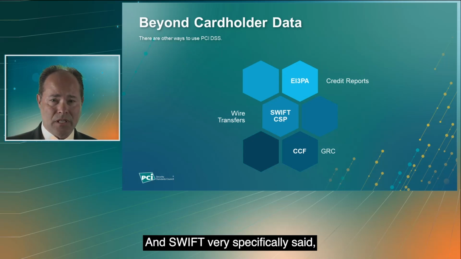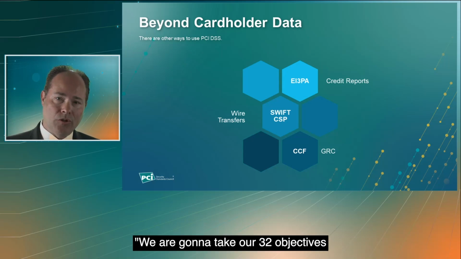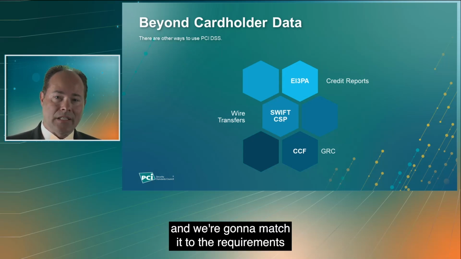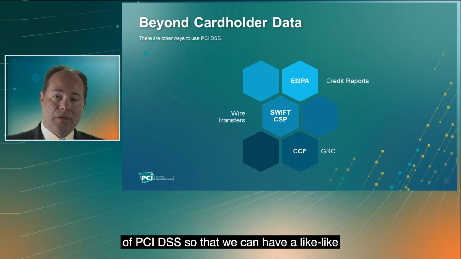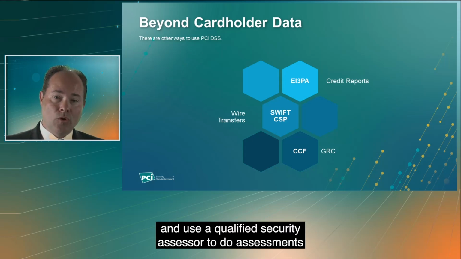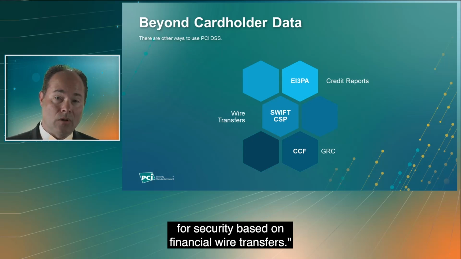And SWIFT very specifically said, we're going to take our 32 objectives and match them to the requirements of PCI DSS so that we can use a qualified security assessor to do assessments for security based on financial wire transfers.